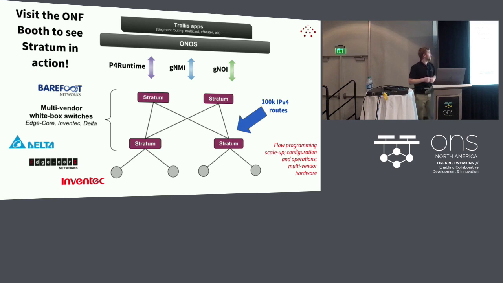So if you're interested in seeing Stratum in action or asking us more questions, we have a booth over in the show floor where we've got 4 different white boxes from EdgeCore, Delta, and Inventec running in a 2x2 leaf-spine fabric with about 100,000 IPv4 routes and traffic between the various leafs.